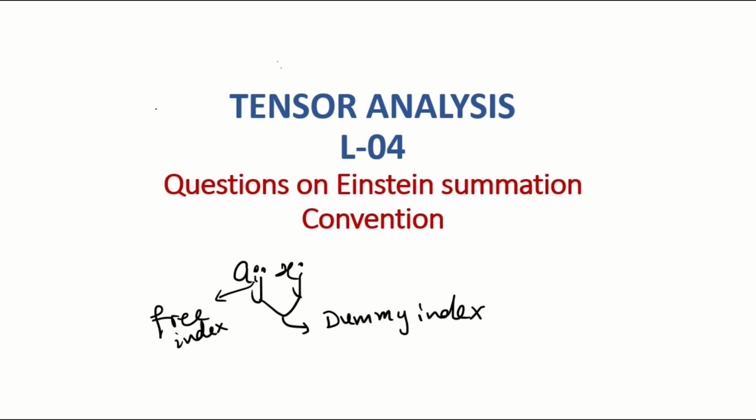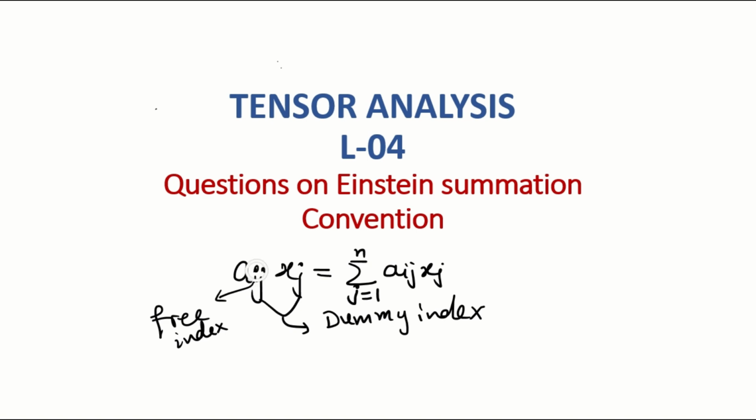The meaning of a repeated index is that you will take summation over the dummy index over all the possible values of j. For example, if you have n possible values, then j will run from 1 to n. So this term is not one term, it is a summation of n terms, and we take the summation over the dummy index, the repeated index.